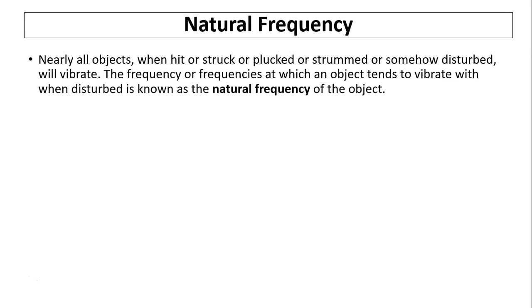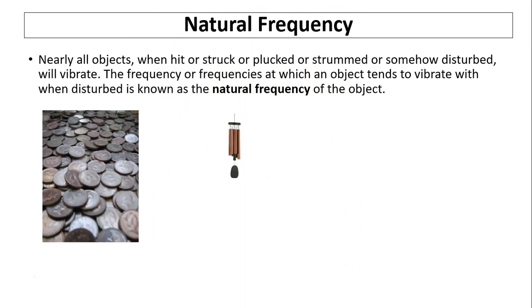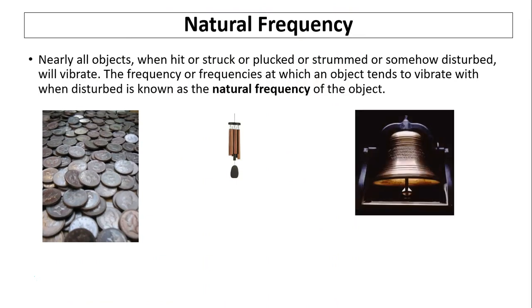Natural frequency. Nearly all objects, when hit, struck, plucked, strummed, or somehow disturbed, will vibrate. The frequency or frequencies at which an object tends to vibrate when disturbed is known as the natural frequency of the object. Here are three. Coins have their sound, chimes have their sound, and so does a bell.